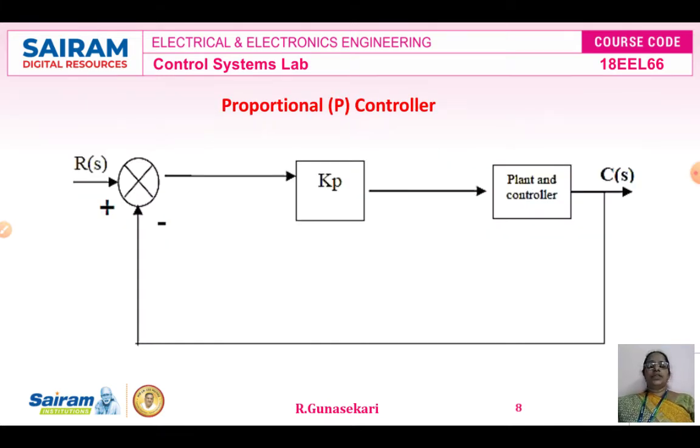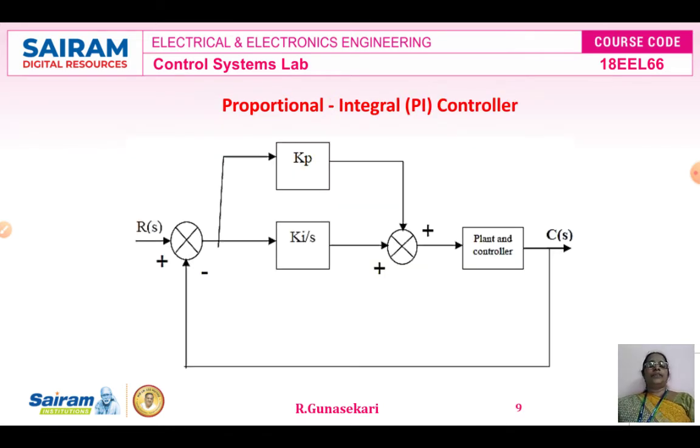Now you see the circuit diagram. This diagram represents the proportional controller, that is P controller. So you see the input is R of S, the summer, and then the feedback C of S. Then the Kp is the P controller, and then you have the plant and controller, that is the system, maybe second order or plant, whatever it may be. So the input is R of S, the output is C of S.